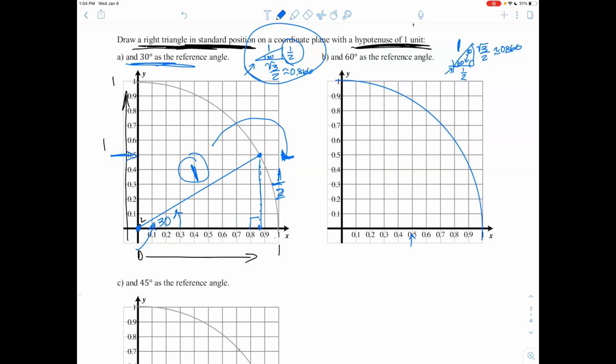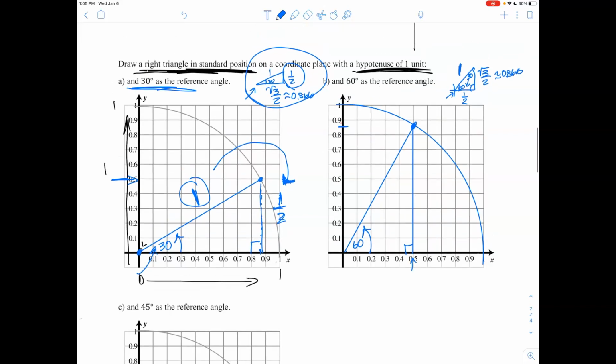All right, so up 1/2, which would be about right there, which is about 0.866. Then use your ruler to draw that there. Drop in your right angle. There it is, and there is your 60-degree reference angle.